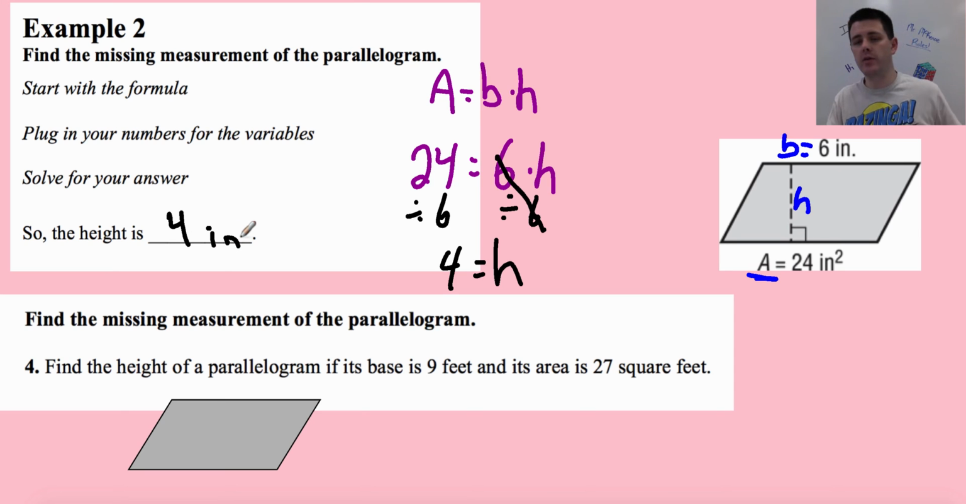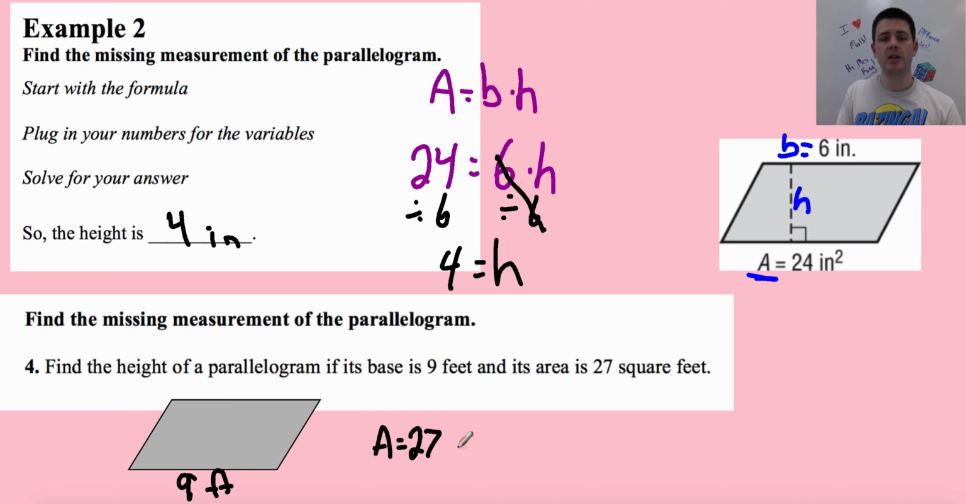All I do is plug in whatever information they gave me and work backwards, solve my equation to find my missing piece. So find the height of a parallelogram if its base is 9 feet. So I went ahead and drew myself a parallelogram, and its area is equal to 27 square feet. I want to figure out what is my height. So I got to work backwards.